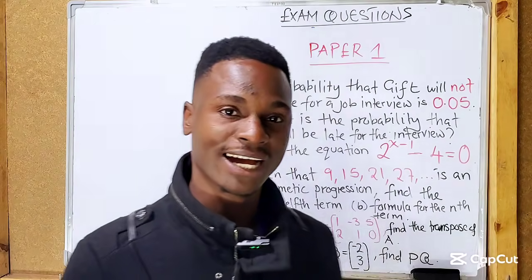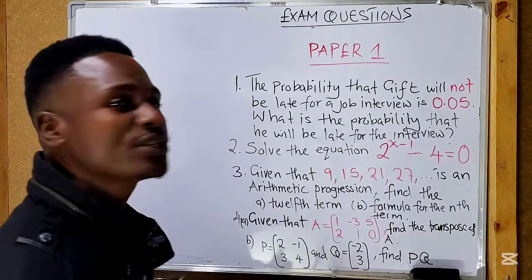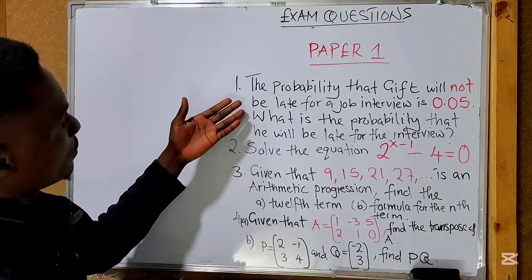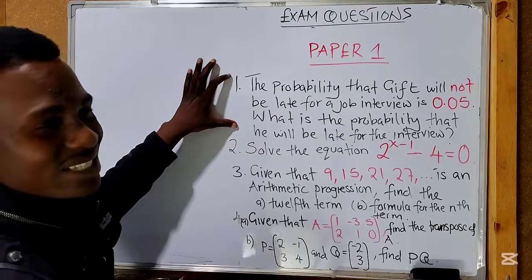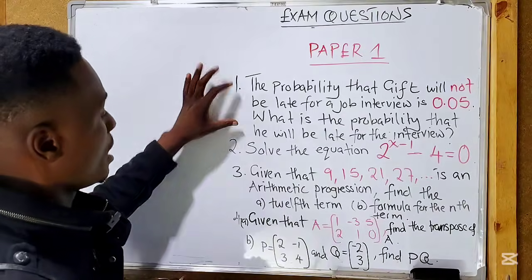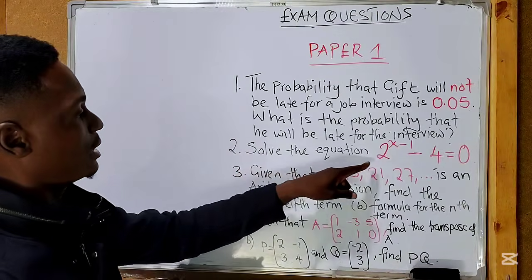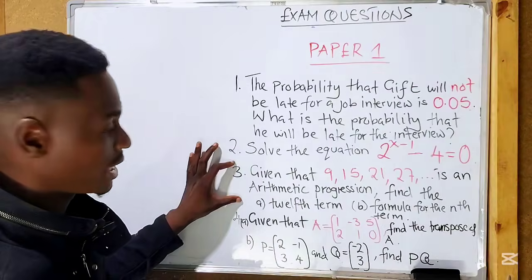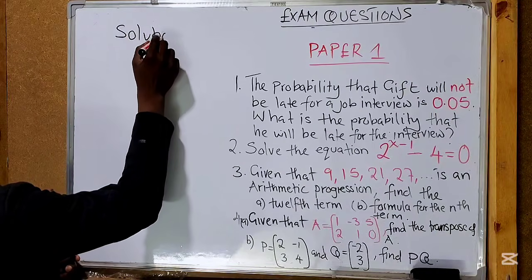Game no calculator. Guys, let's solve these mathematics paper 1 questions. We have 4 of them. The first question is under probability. This is the simplest among all. Then we have the second one. This is an equation. Then this is arithmetic progression. Write solution here.